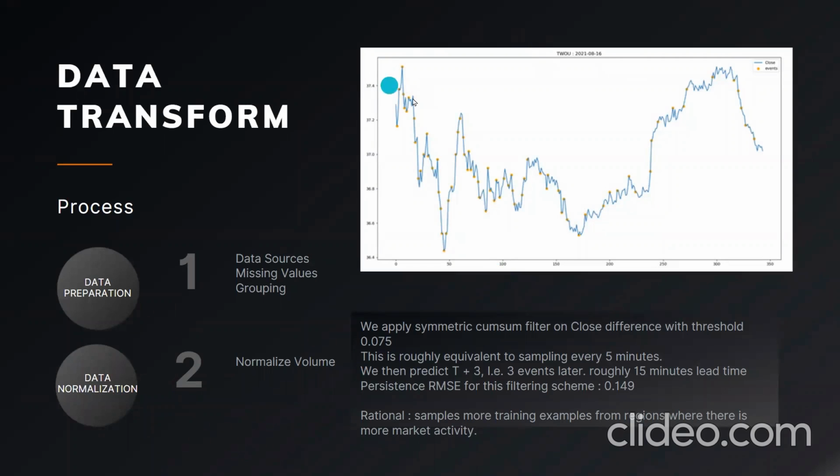So here's a graph of our sampling. It samples more densely where there is more activity and less densely where there is less activity. And the RMSE for this scheme is 0.49. So effectively, if we count in terms of events, we are making a T+3 prediction.